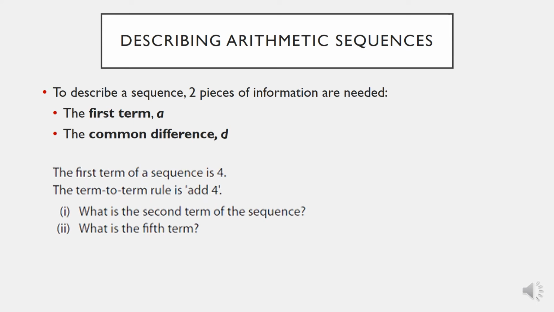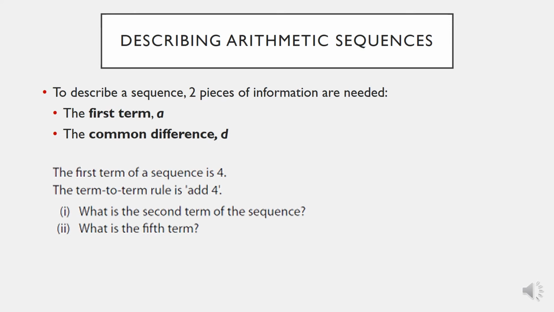So here's an example. The first term of a sequence is 4, so that's A. And the term-to-term rule is add 4, so that's D. And the question wants you to find the second term of the sequence and the fifth term of the sequence. So first we're going to write out our sequence.